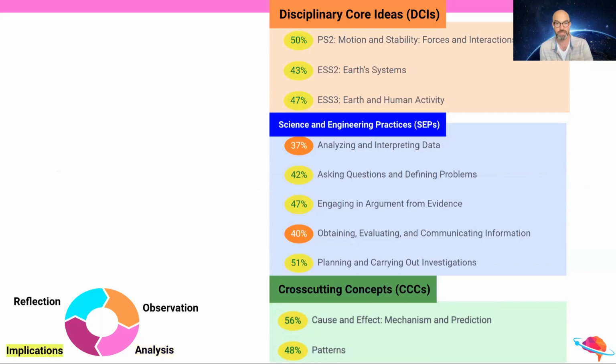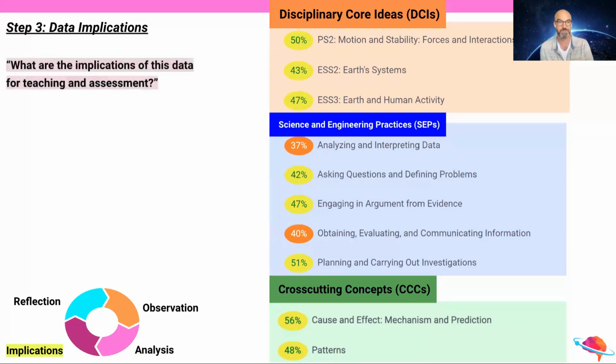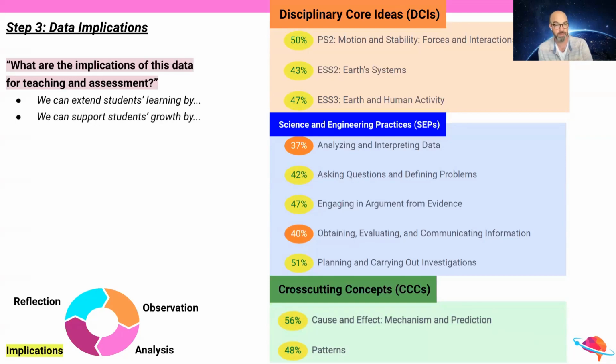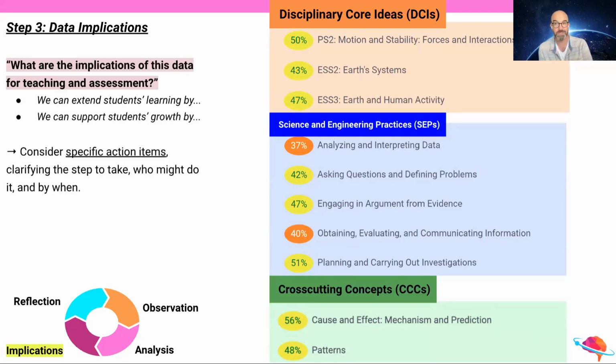All right, let's move on to step 3 in our process here. So what are the implications? A couple of things we're going to look at are saying things like we can extend students' learning by blank, or we can support students' growth by blank. This is an action-oriented step. We are now solving problems. We want to consider and clarify the step we want to take, who's going to do it, and when it's going to get done. This is what I feel like we all lean into as educators. And so for me, it's clear that I would want to support students in analyzing and interpreting data.